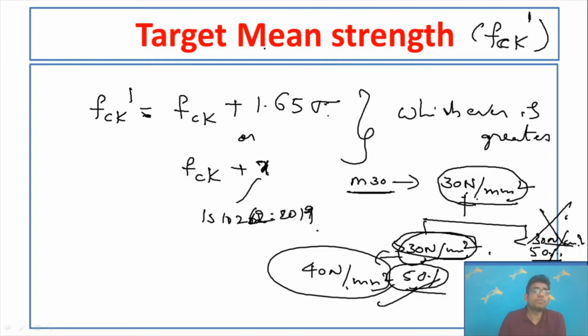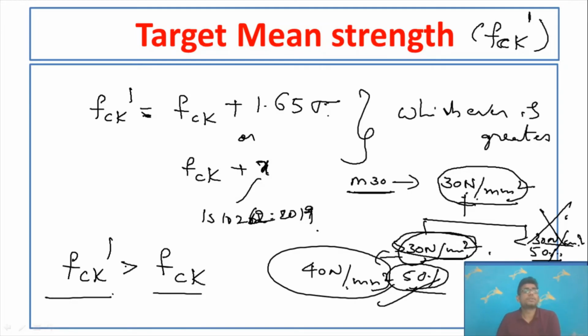Remember that the target mean strength value, that fck' value, will always be greater than fck. So the simple point here is, if you target a higher value, then whatever value you require, you will get it easily.